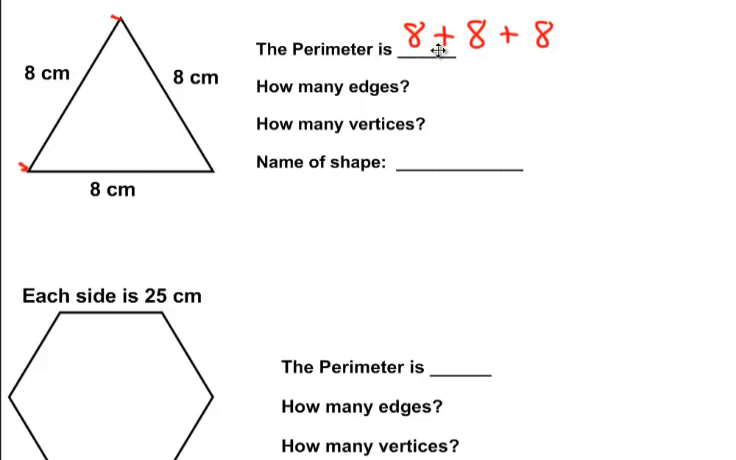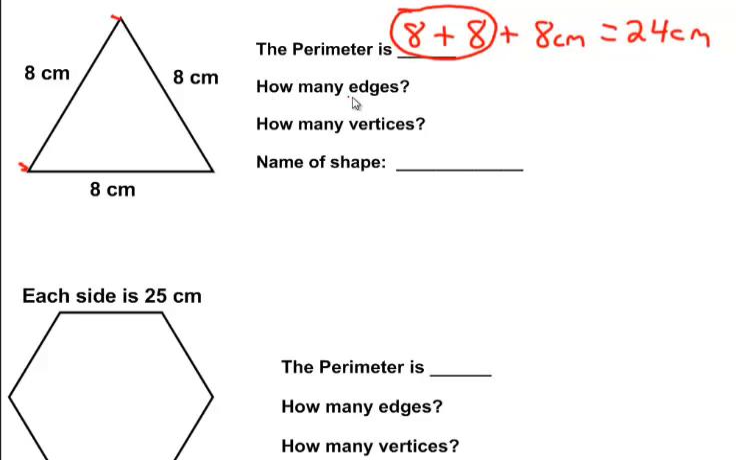Now technically you want to write cm, centimeters, beside each of these, but for this case, just so we can move a little quicker, I'm just going to write it out without the centimeter symbol. So we have 8 plus 8 plus 8. Now using our double strategy, we know that 8 plus 8 is 16. And then you add another, let's see here, 16 plus 10 is 26. But this is 2 less, so it's 24. And I know that the perimeter is 24 centimeters.